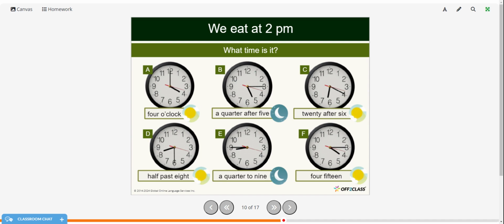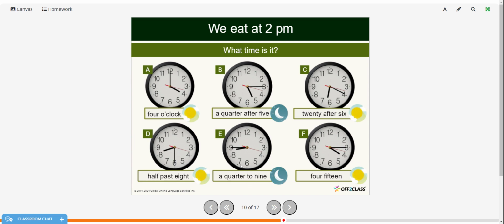Here we have 20 after 6, so the hand is pointed kind of between the 6 and the 7, so we know that it's a little bit after 6 o'clock, but it's not quite 7. So again, each of these are 5 minutes, so 5, 10, 15, 20, so 20 minutes after 6. Here we have 8:30. So the small hand is between the 8 and the 9, and the large hand is on the 6. So this is halfway around the circle, so 8:30.